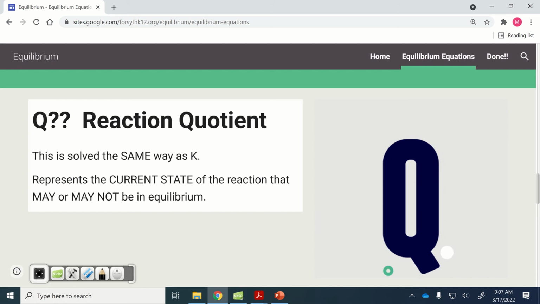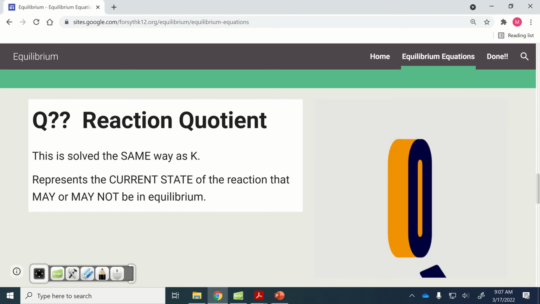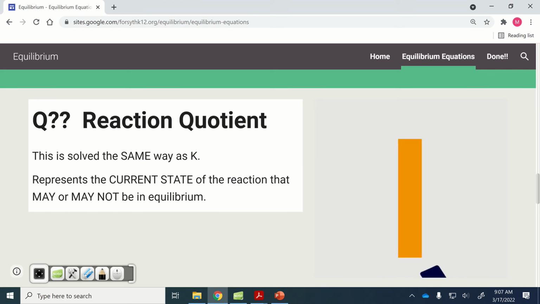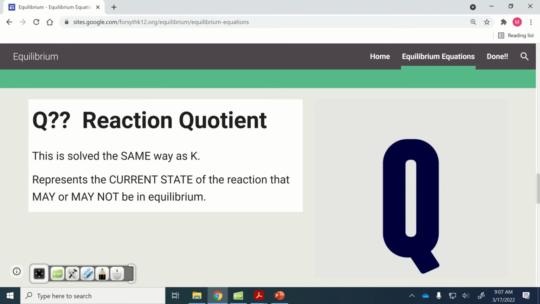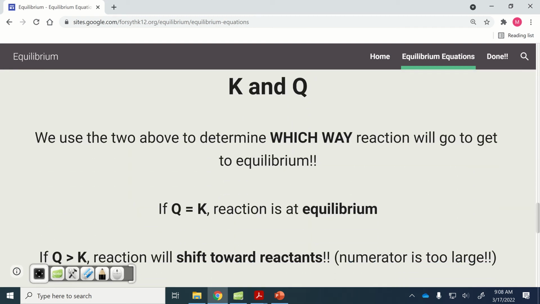You're going to see problems in a moment where it'll say you are given this much of the reactants and products, find the reaction quotient. Here's the equilibrium constant. Does it match the equilibrium constant? Based on what the equilibrium constant is, what's going to happen to the reaction? The reaction quotient is just saying where we are at this point. It doesn't necessarily say we're in equilibrium. K and Q are very much related. We use both of them to figure out which way the reaction will go to get to equilibrium.